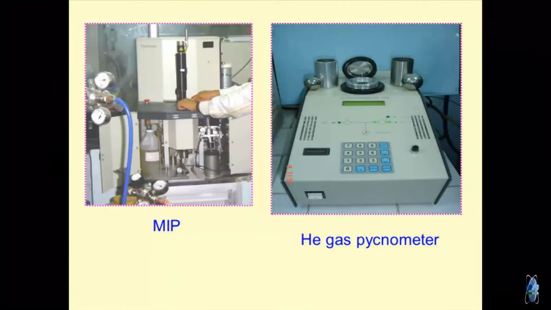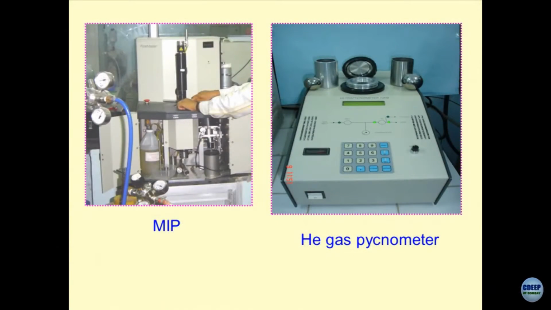And there is a historic test, you must be aware of Blaine's separators, is it not? This is a typical MIP, mercury intrusion porosimeter. We have different types of port, low pressure port and high pressure port. More than anything, these tests require a lot of patience, and these are extremely expensive tests and setups.